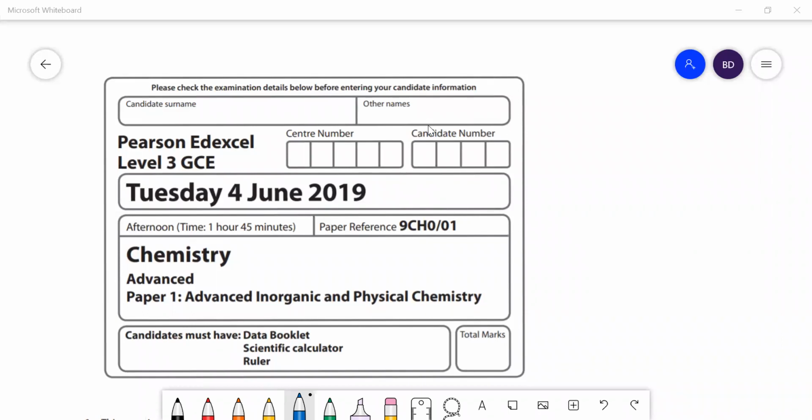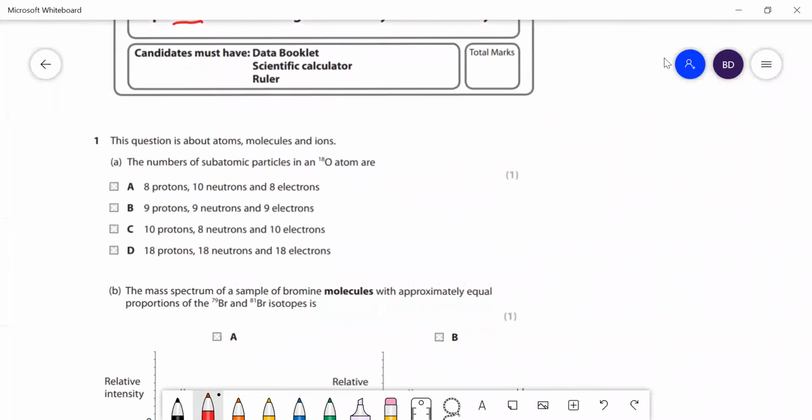Okay, in this video, I am going to go through the Edexcel A-level Chemistry paper from June 2019. This is paper 1, Inorganic and Physical Chemistry. I will probably just do half of the paper in this video and the second half in a later one. Okay, so the first question is pretty straightforward.